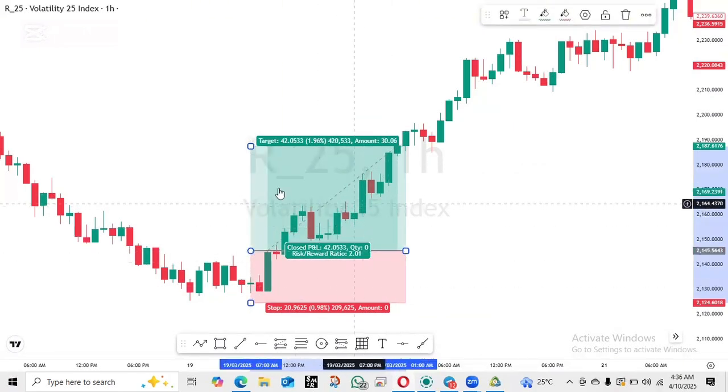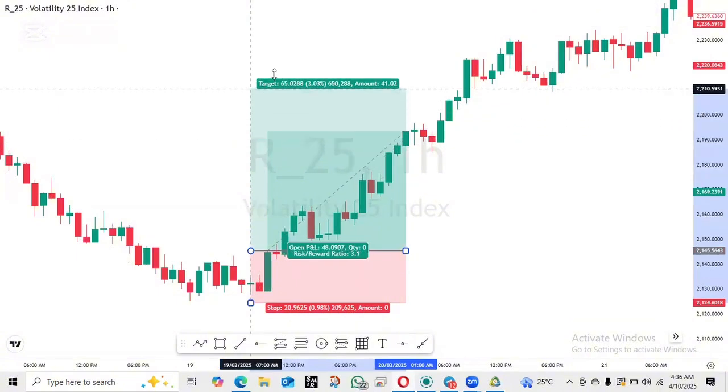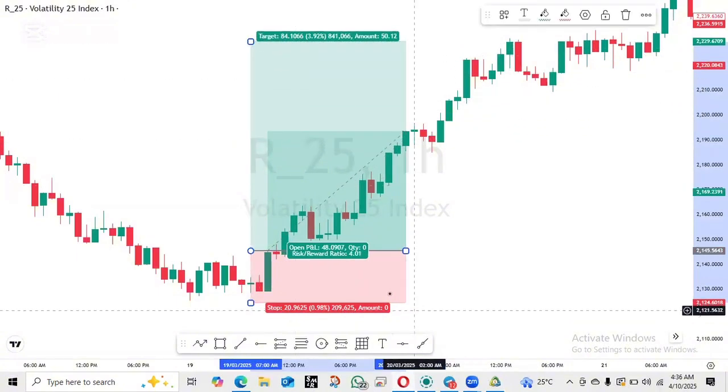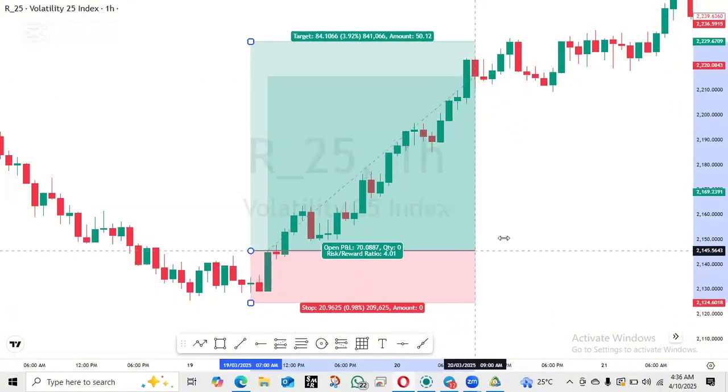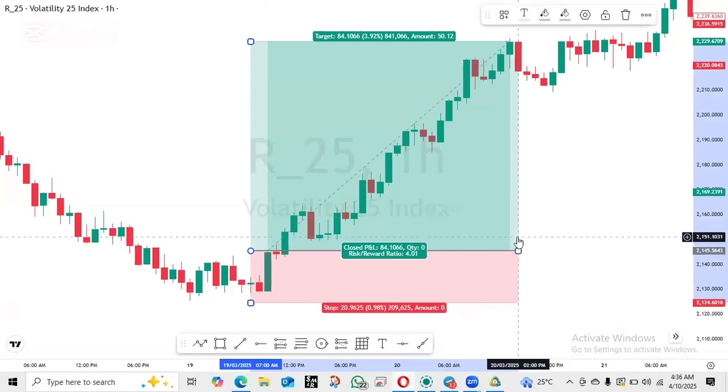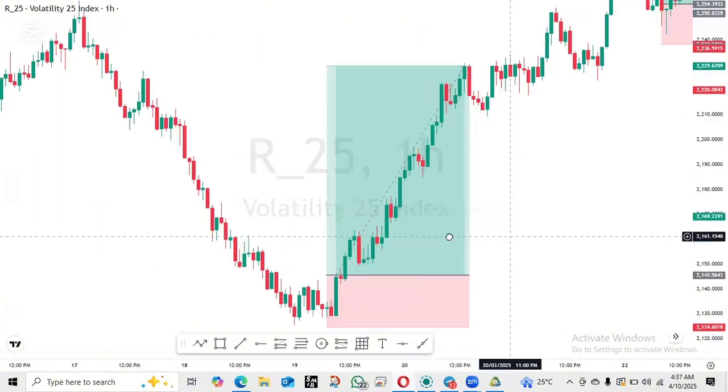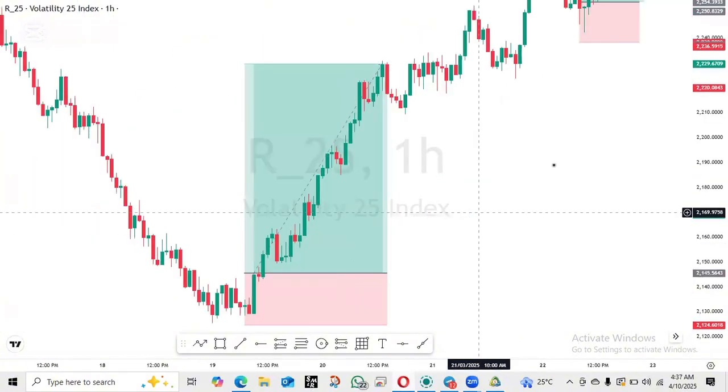Minimum 1:2. You can target even 1:10, 1:20. It's up to you if you have that patience and if you have enough room according to analysis, but the minimum is 1:2 risk reward ratio. All right, so this is it for the bullish engulfing candlestick. Let's see the next one.